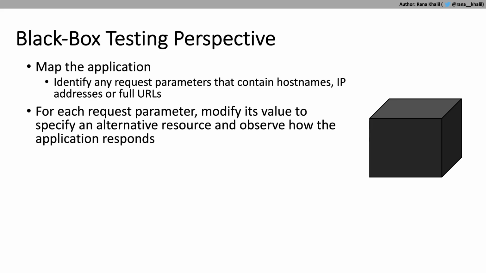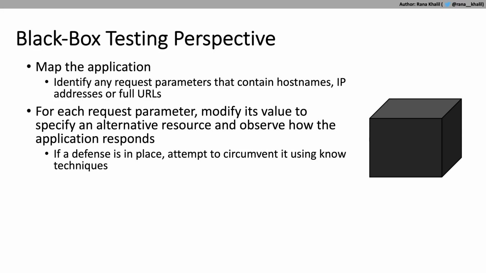So what fuzzing means is you modify its value to specify an alternative resource and observe how the application responds. So depending on how the application responds, you might need to fine-tune your payload, and that's where SSRF defenses come into play. So if there's a defense in place, you need to attempt to circumvent it using known techniques. So if it's a blacklist, there are a ton of payloads that you can find online in order to circumvent blacklists. If it's a whitelist, you might be able to abuse how the URL parser parses the URL itself. And so depending on the defense that is put in place, you might be able to circumvent it. And that's how you would test for regular or in-band SSRF.